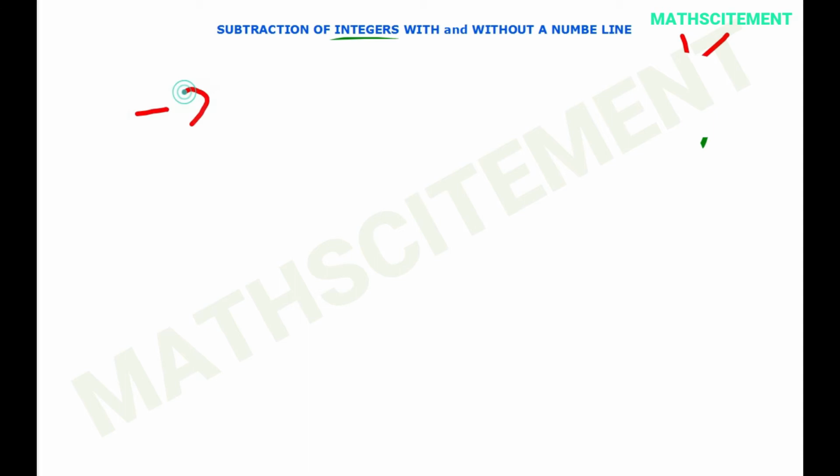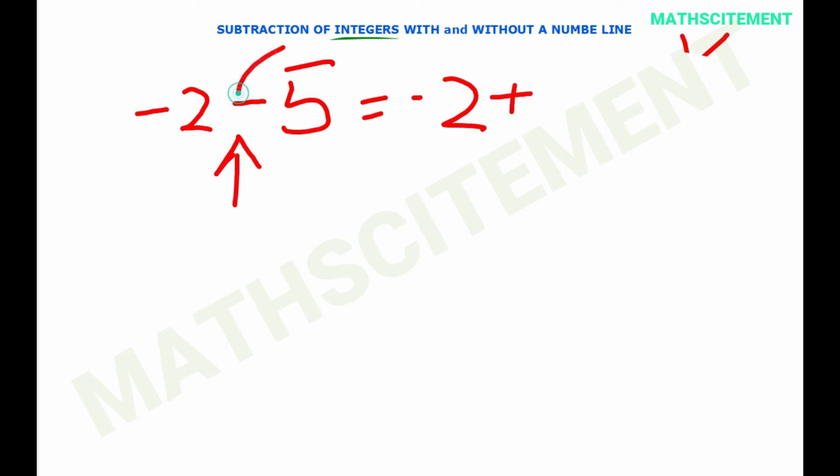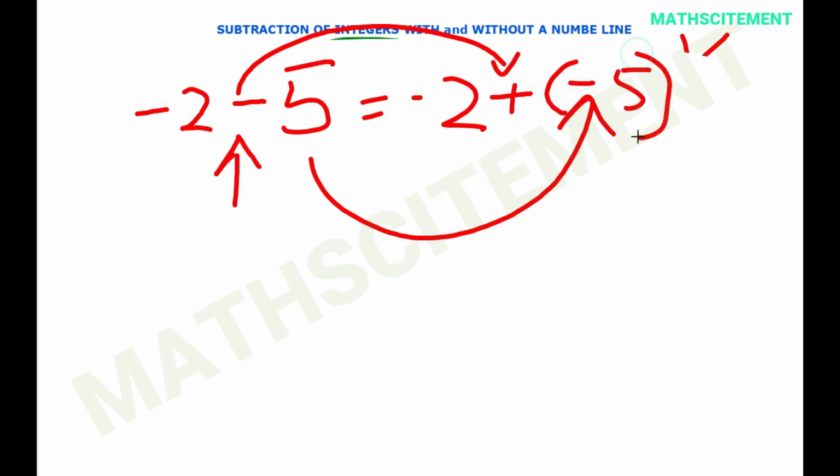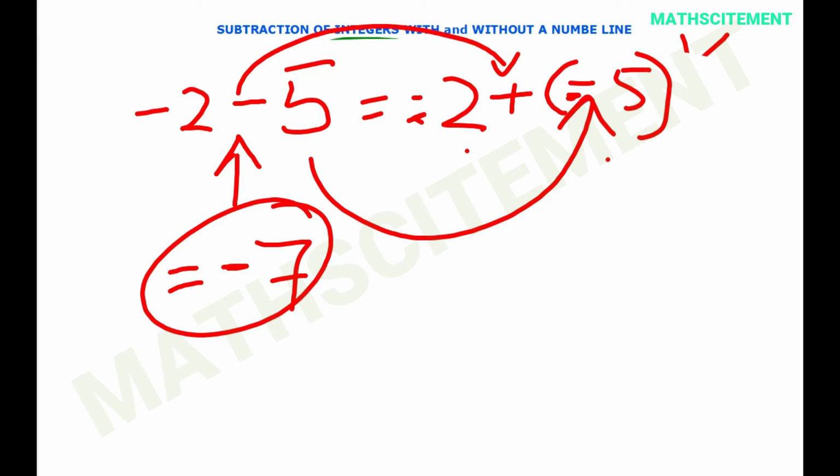Let's take another example. Minus 2 minus 5. So the first step is to flip the negative sign into a positive sign and convert the second integer into its additive inverse. So minus 2 plus the additive inverse of 5, which is minus 5. So the rules of addition say when two integers have same sign, we add their absolute values and put the sign of the two integers. So 5 plus 2 is 7 and both integers are negative. So we get negative 7.